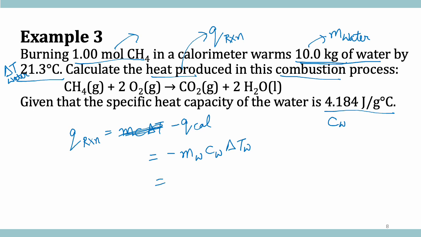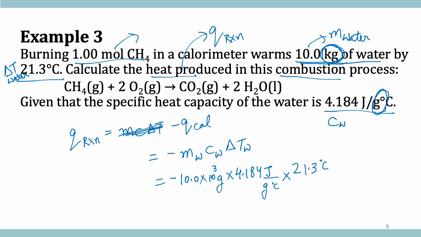Mass of water is given to us, 10 kg. Okay, but what's the difference? If we look at units, this is in kg, whereas C is in grams, which means, remember, you always have to have your mass in grams here. So if we convert 10 kgs into grams, that would be 10.0 times 10 raised to power 3 grams times 4.184 joules per gram degree Celsius times delta T, which is 21.3 degree Celsius. Degree Celsius, gram, gone. Your final answer is in joules.